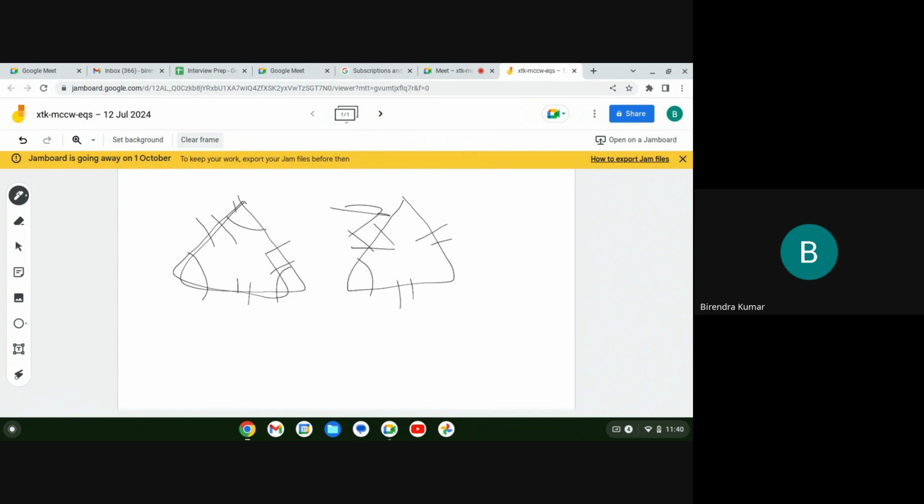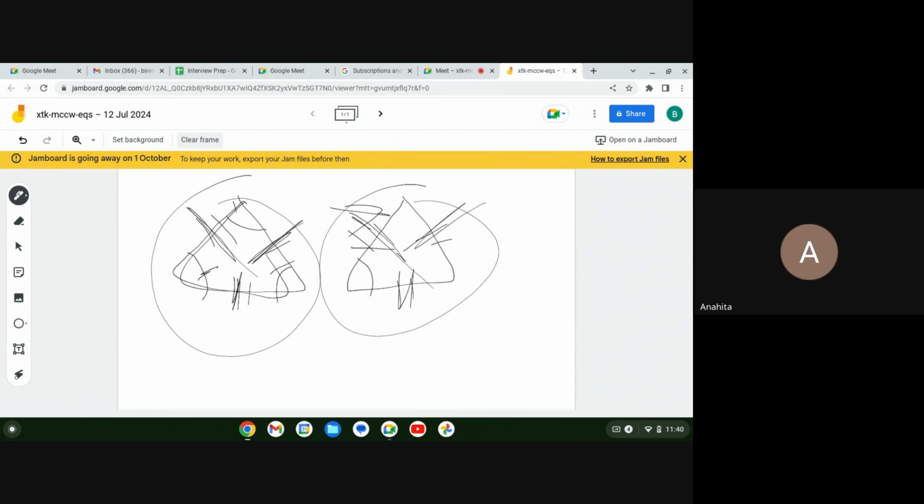Same way, if I say these two triangles are congruent, meaning both triangles have matching pairs of sides. So one side in this one will be equal to this one. Other side in this one will be equal to this one. Third side will be equal to this one. Same way, there'll be corresponding matching angles between these two triangles.